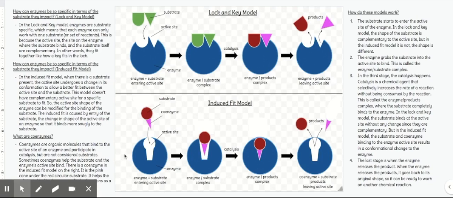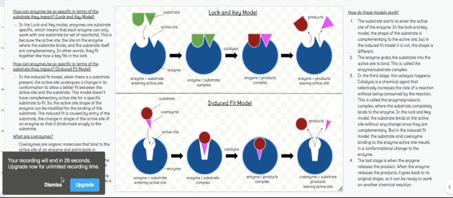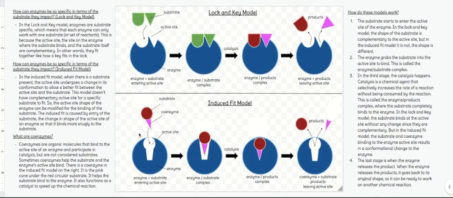What are coenzymes? Coenzymes are organic molecules that bind to the active site of an enzyme and participate in catalysis, but are not considered substrates. Sometimes coenzymes help the substrate and the enzyme's active site bind. There's a coenzyme in the induced fit model on the right here. It is the pink cone under the red circular substrate here. It helps the substrate bind to an enzyme. It also functions as a catalyst to speed up the chemical reaction.